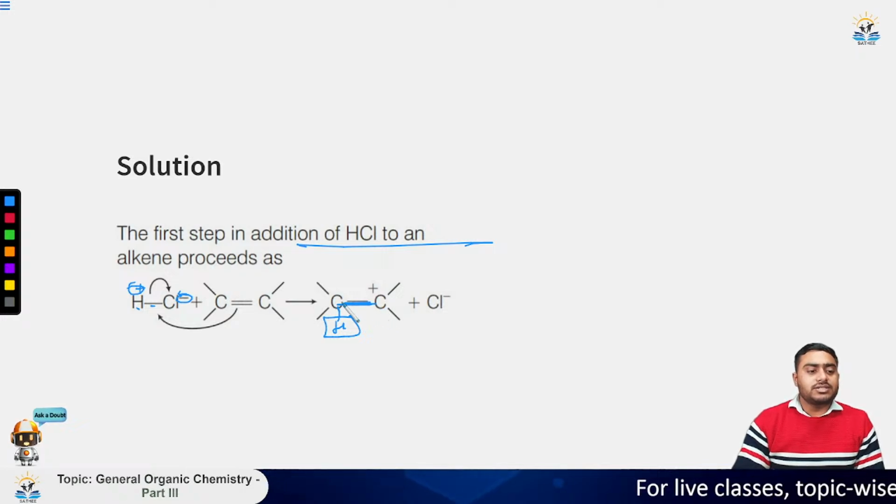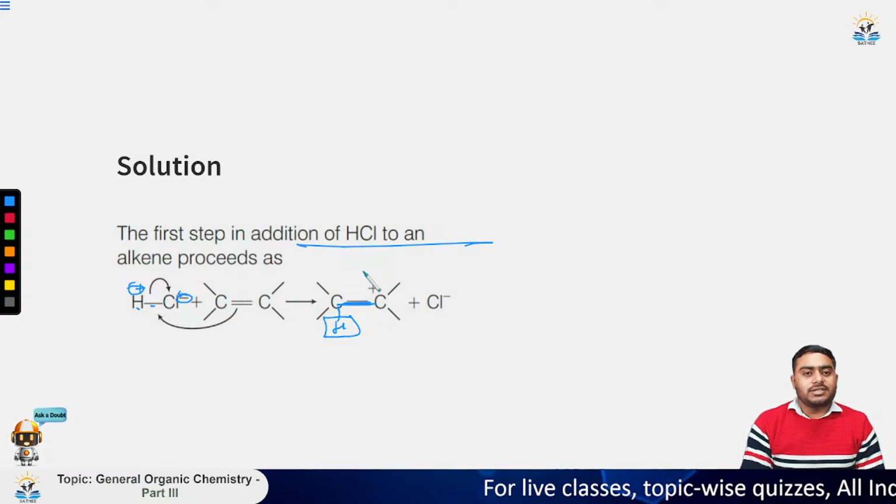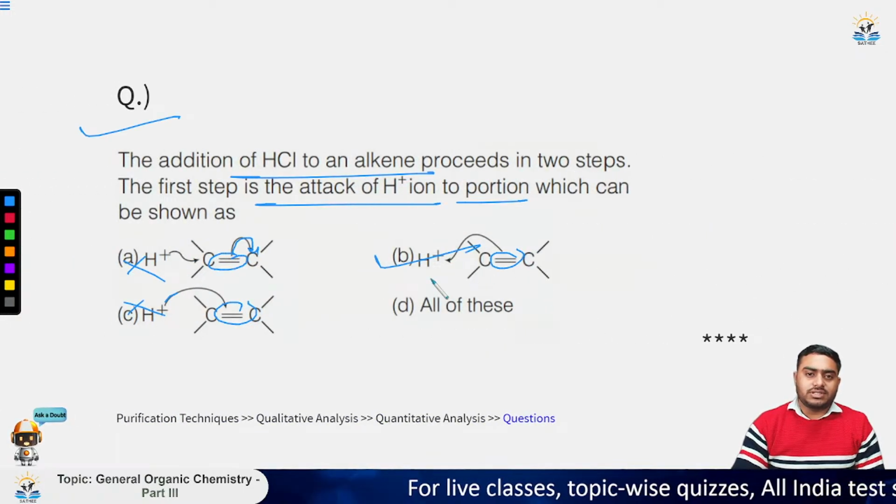Okay, hydrogen will get attached here. So this is the first step in the addition of HCl to an alkene. I hope this is clear. So you can see here the first step is only this one.